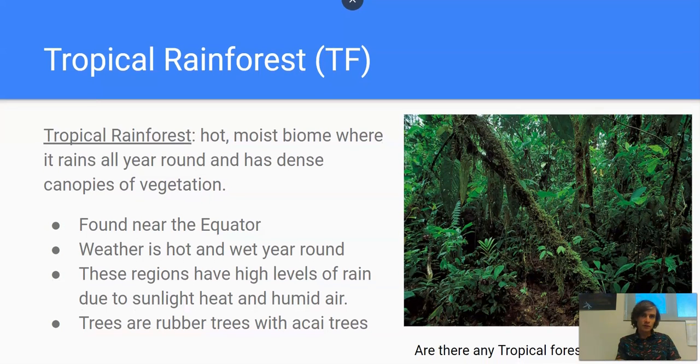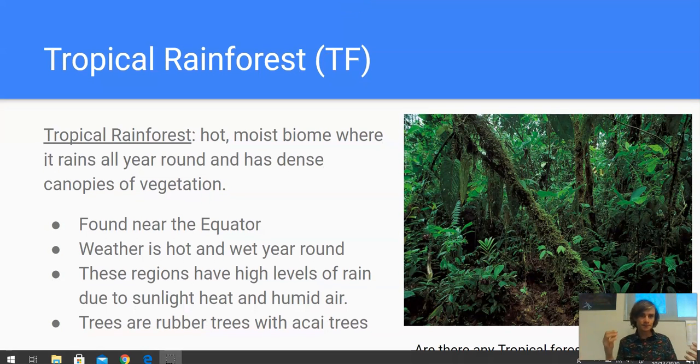Tropical rainforests. If we go away from the poles and towards the equator, we get to the tropical rainforests. These are hot, moist biomes. Biome means like a life sphere, or what's living there. So hot and moist, where it rains all year round, and they have dense canopies of vegetation. Canopy would be like a covering. So if you're at the forest floor, it might be so many plants you can't see the sun because it's so dense with life. These are found near the equator, like the Amazon or the rainforest in Africa. Weather is hot and wet all year.